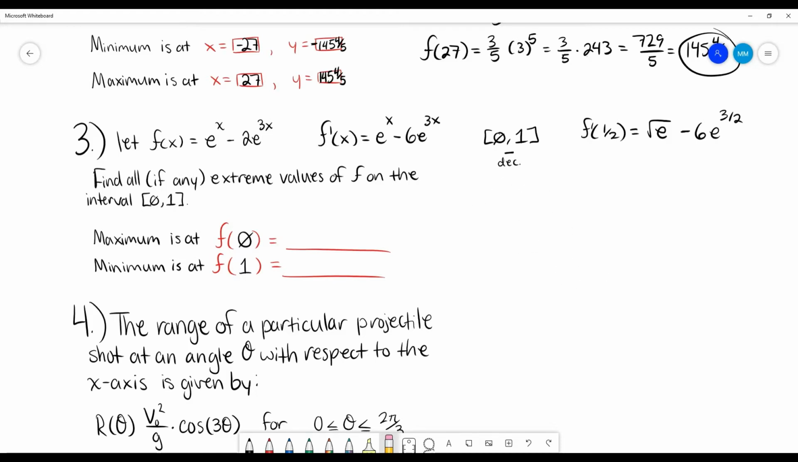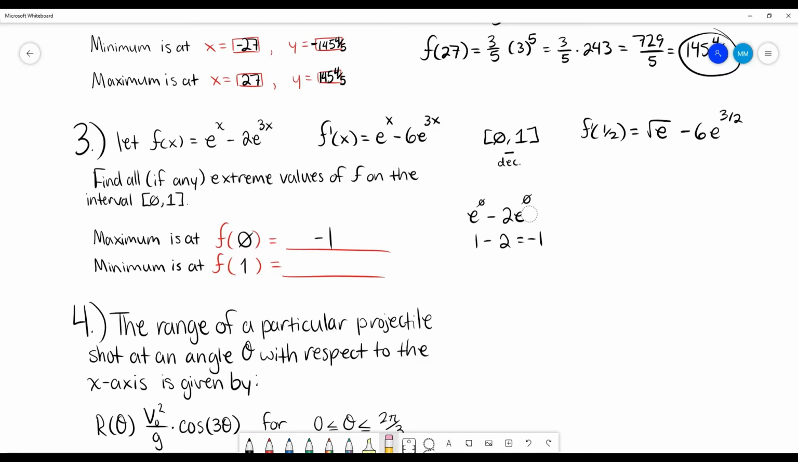So let's see, if we plug in a 0 to our original function. Okay, if we plug in a 0, that's going to be e to the power of 0 minus 2e to the 3 times 0, which is just a 0. Again, anything to the power of 0 is just 1, so this is 1 minus 2 times 1, so 1 minus 2 is -1.